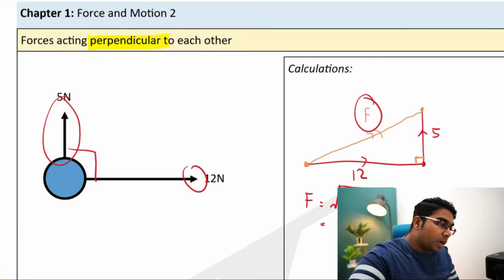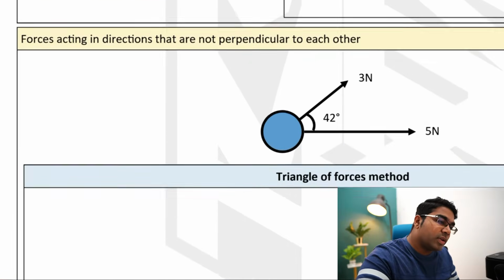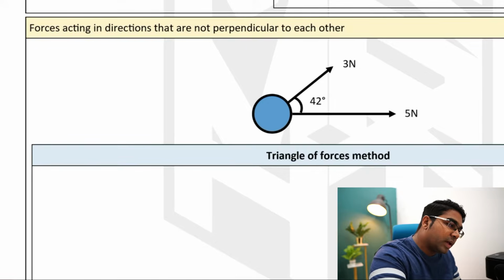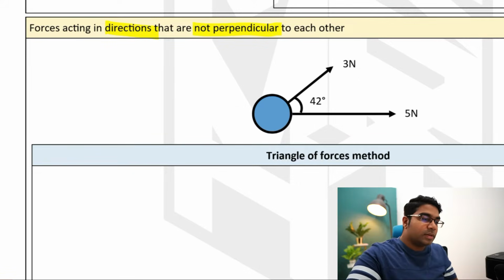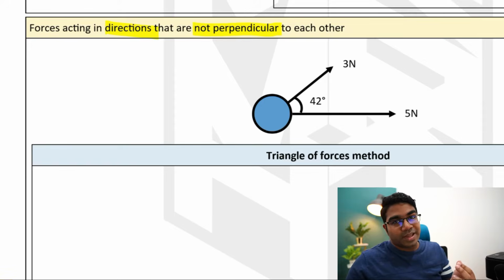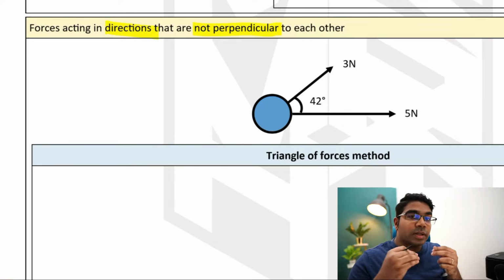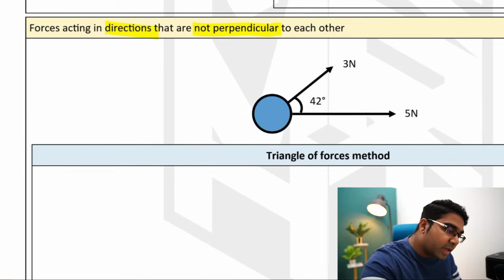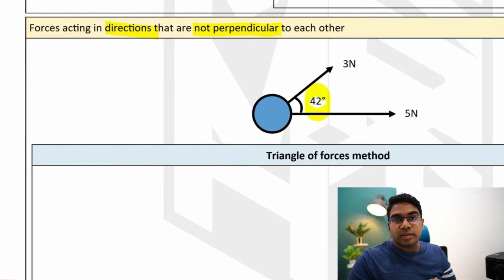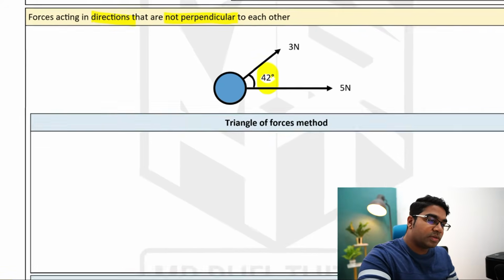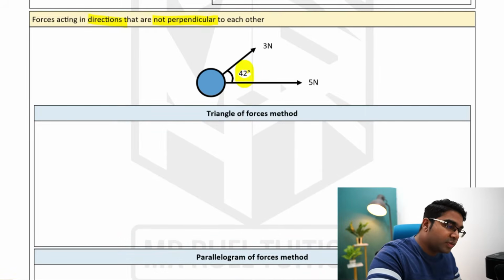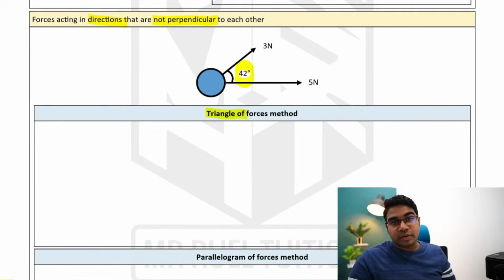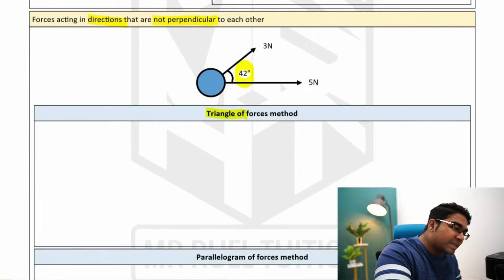Pythagoras theorem. What if the forces are not perpendicular? They are acting in directions that are not perpendicular and they are not aligned either. So in this case, we need to do drawing as well. But we cannot get a right angle triangle since the angle is not 90 degrees. And therefore, we need to use scale drawing. In scale drawing, there are two methods. The first is triangle of forces. In triangle of forces, we are going to do the same as we did earlier. So what we have to determine first is the scale.